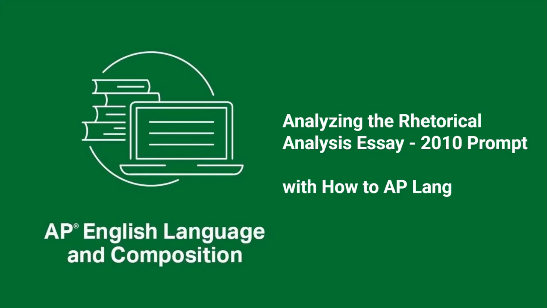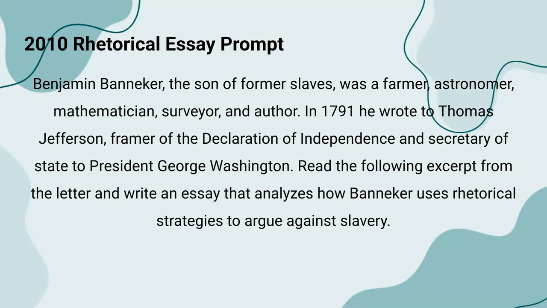In this essay, the subject was Benjamin Banneker, the son of former slaves who worked in a plethora of different professions. In 1791, he wrote to Thomas Jefferson, who also wrote the Declaration of Independence, obviously, about how he used rhetorical strategies to argue against slavery. In a second, I'm going to let you read it. There are 2 slides of the full document, so you can just pause the video to read it all.